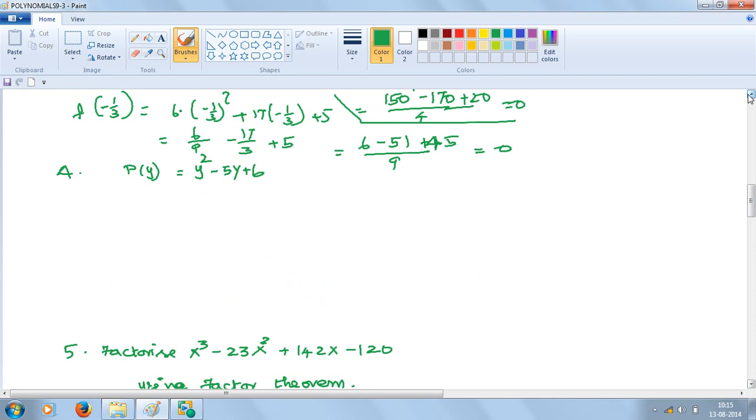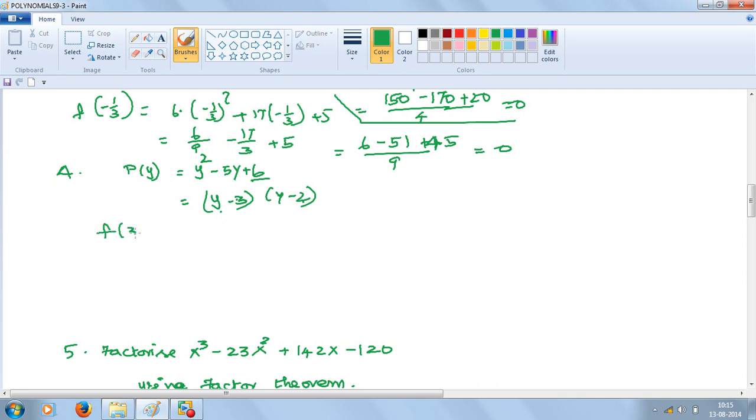P(y) is equal to y square minus 5y plus 6. So we can split this equation, this is very easy. Y minus 3 multiplied by y minus 2. Minus 3 multiplied by minus 2 will become plus 6. Minus 3y here, minus 2y, so we'll get minus 5y. So we'll apply the formula.